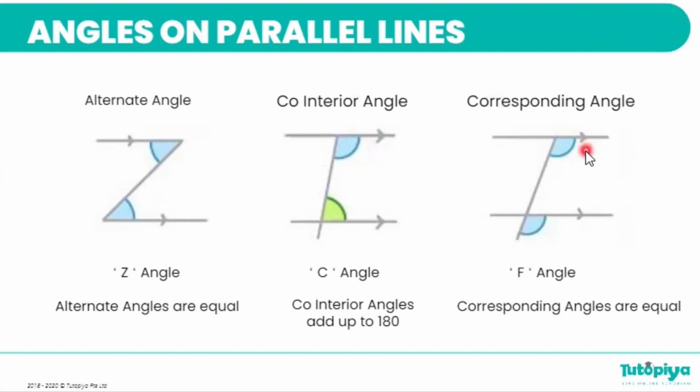Finally, we have corresponding angles, and these angles are characterized by the F shape that we can make using them. You can see that we're looking at the angle that's beneath the first parallel line and the angle that's beneath the second parallel line, and this is really important. When we have these F angles, something we would be able to notice is that these angles are equal to each other. So if I start off by saying that this angle in blue is 50 degrees, then this angle over here should also be the exact same.